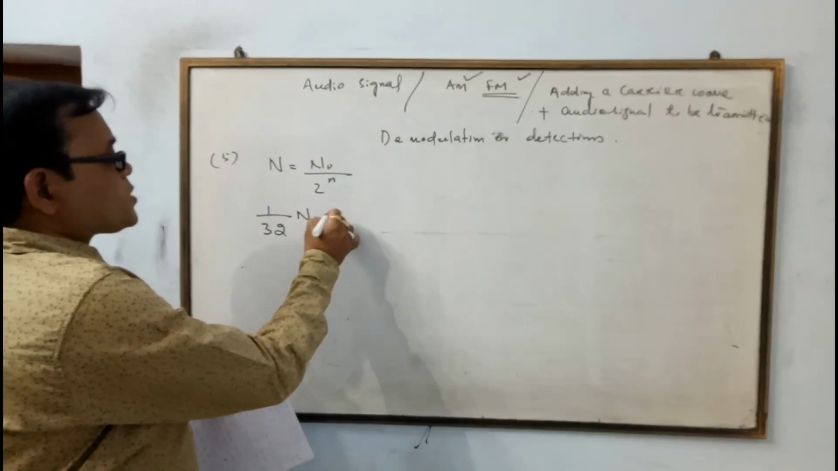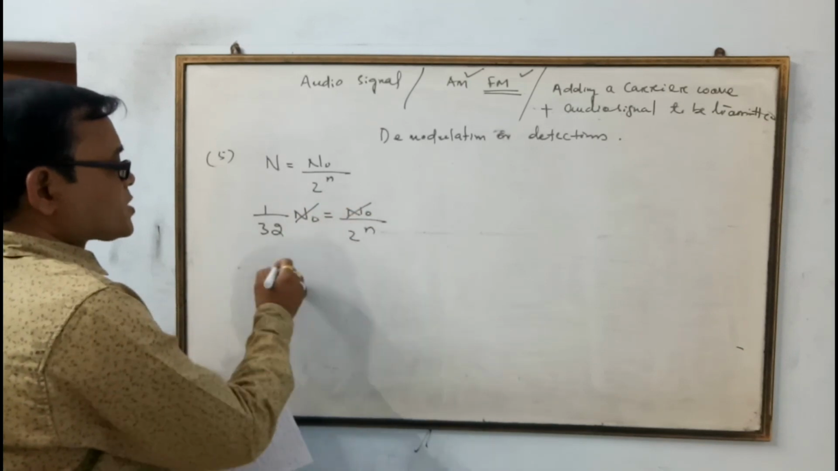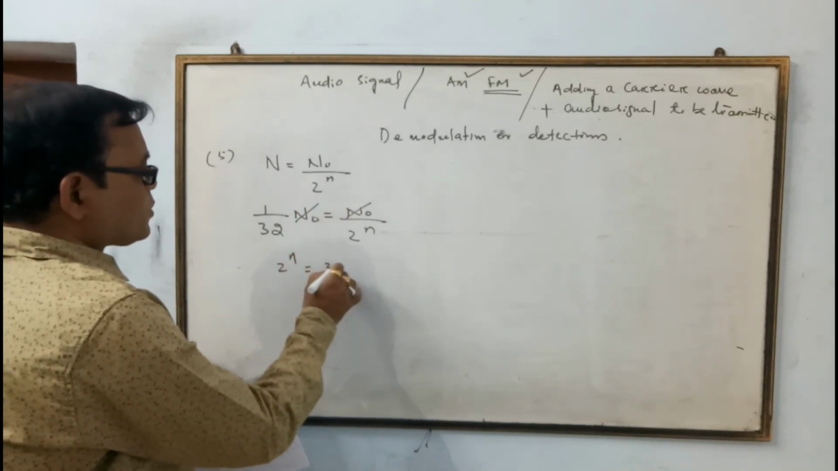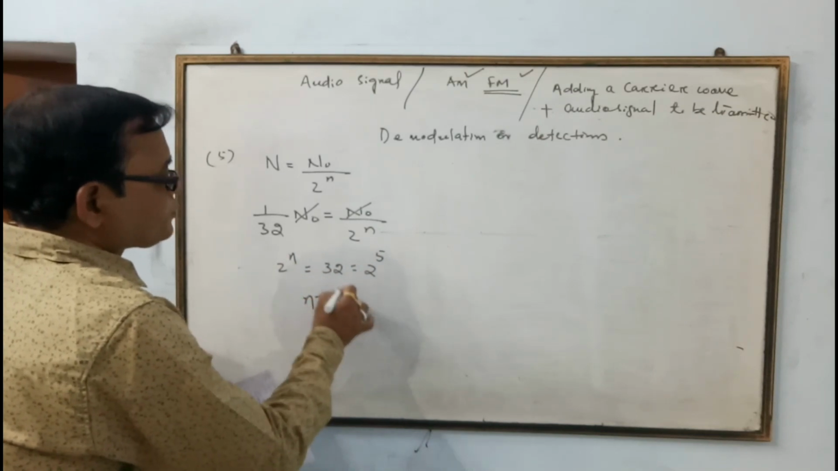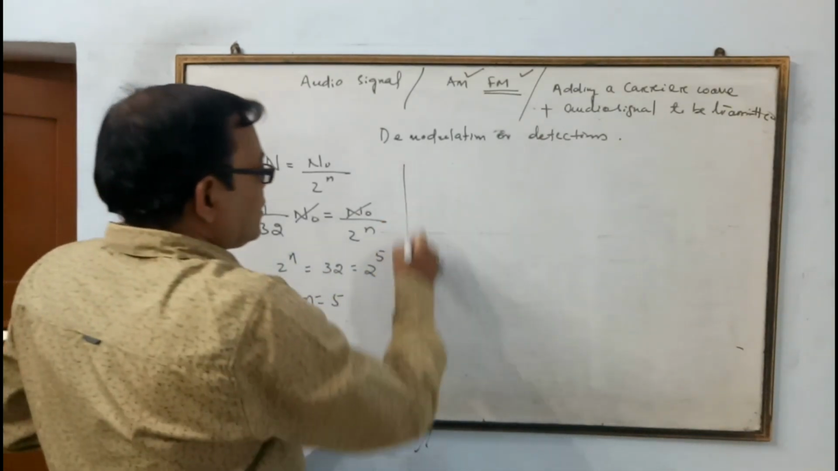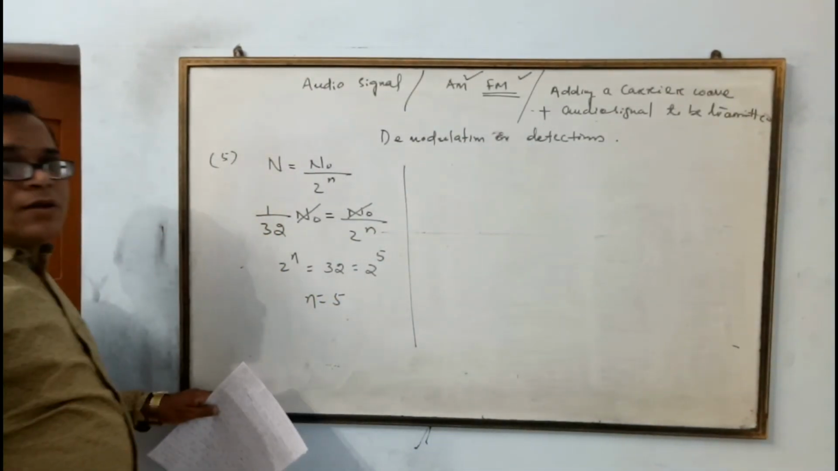1 by 32 N0 is equal to N0 upon 2 to the power of n. N0 will be cancelled. So 2 to the power n is equal to 32, that is 2 to the power 5. The number of half-lives is equal to 5. Formula: N equal to N0 by 2 to the power of n.